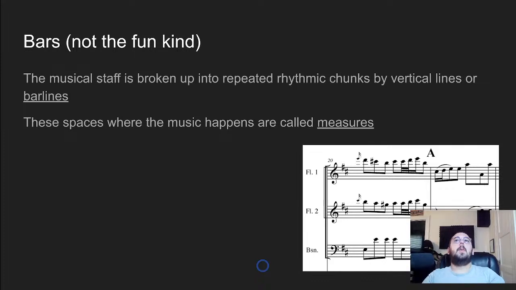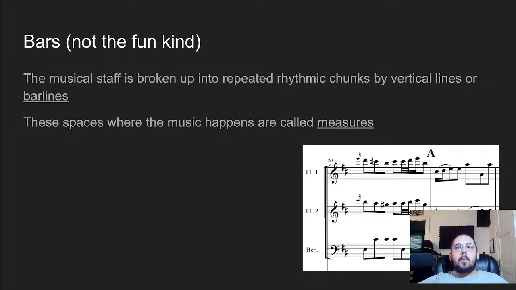All right, so bars, and these aren't the kinds you can get drinks at. So a musical staff gets broken up into repeated rhythmic chunks by lines called bar lines. You can see here's some bar lines right here. The space in here is where we put the music, and as we move horizontally, left to right through time, time is progressing. So each measure is a specific amount of time. How we notate the music within it tells us how we're dividing up that time.